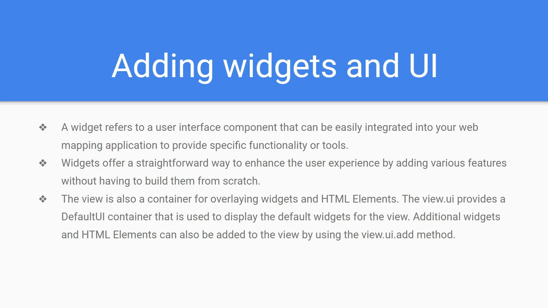Basically, we will add the widgets to the view. For adding the widgets and the HTML components, we are using the method view.ui.add. Using this method we can add different types of widgets to our web mapping applications. Let's move to the code.